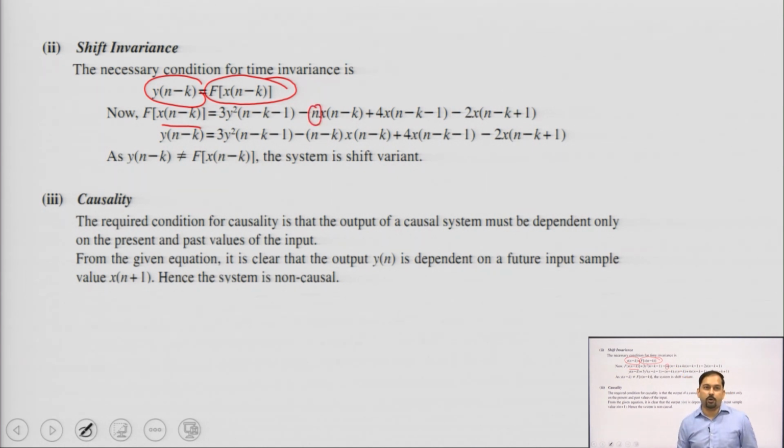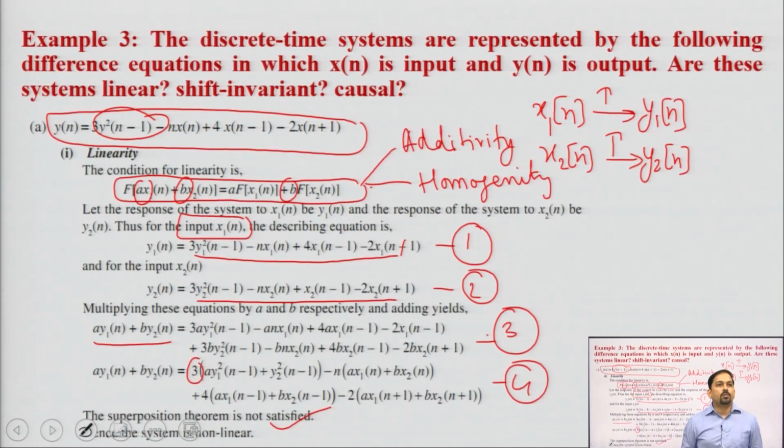This is a quite important point. We are not replacing n with n minus k. First of all, we are just delaying the input signal x(n minus k), and we are applying the system over here. So, we get an equation, let us say equation number 1. Now, what about this y(n minus k)? In our previous equation, instead of n, we are replacing n minus k.